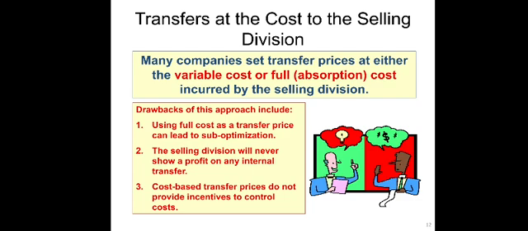Number two, the selling division will never show a profit on any internal transfer. So this is another disadvantage. If the transfer price is set at cost, then the selling segment will not make any profit. Number three, cost-based transfer prices do not provide incentive to control cost, like I said in point number one.